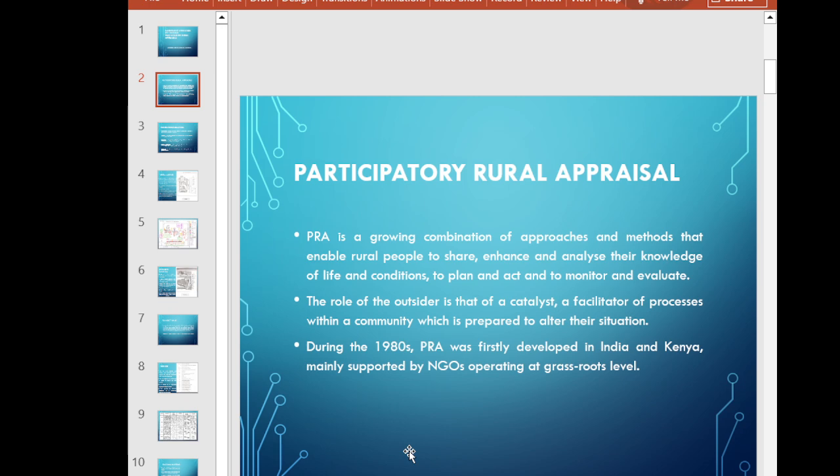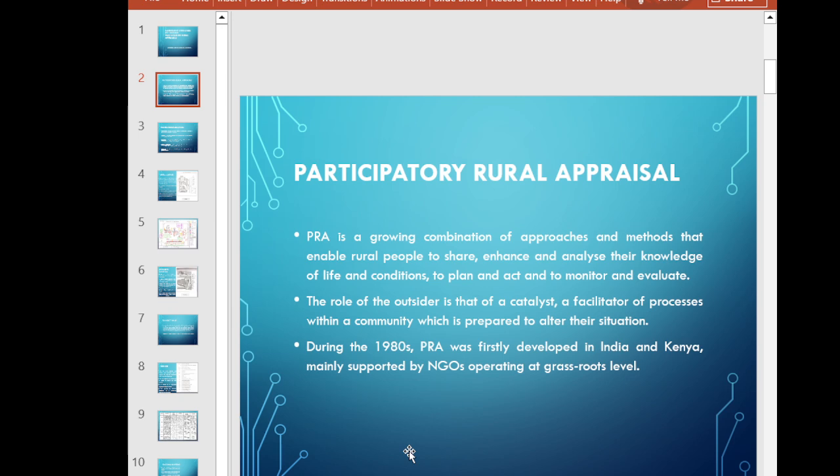I told you the other day regarding the participatory approach of rural development, where the people come and take an active part in decision making, in the implementation, and also in the monitoring. So, to address that issue of participatory rural development, we have this participatory rural appraisal, the PRA method.